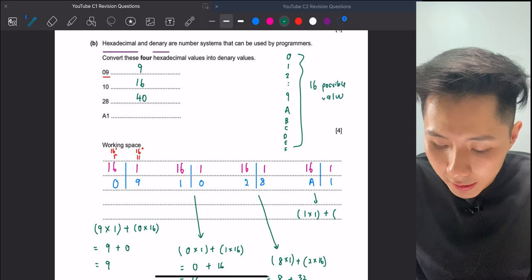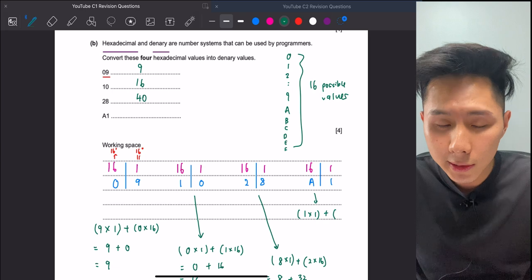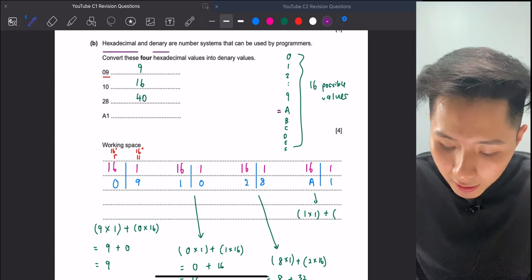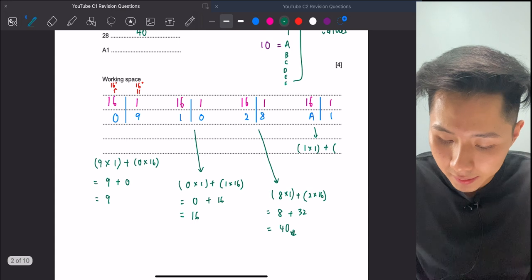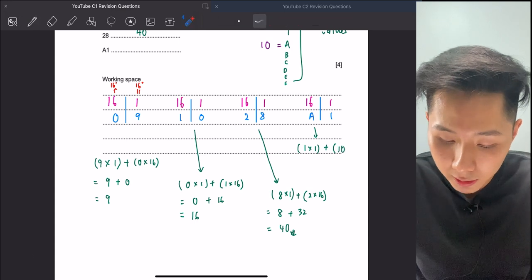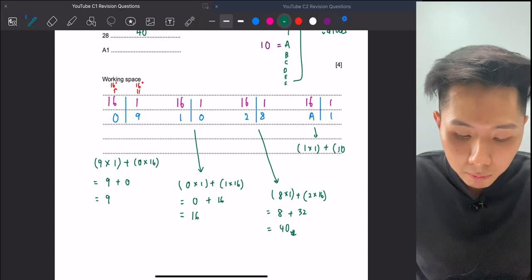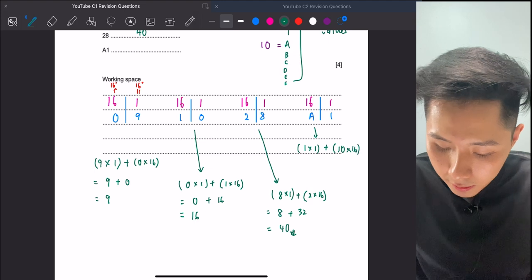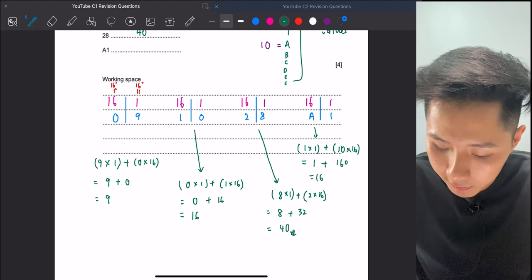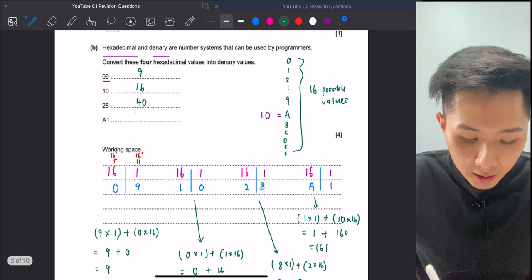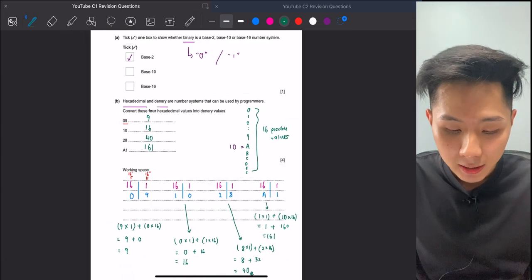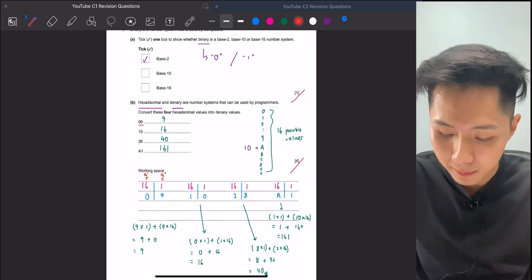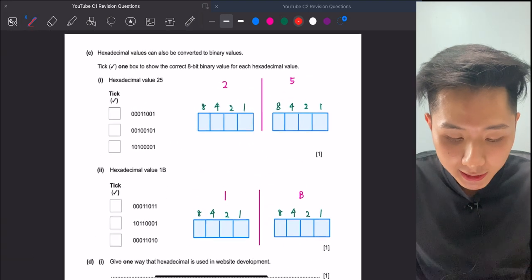Okay, so to solve this question, we need to convert the digit A into 10. So 10 is my digit value here. A is equal to 10 multiplied by 16. So I'm going to have 1 plus 160. I got 161. Here you go, we have the answer, 161. So we got 5 marks. Let's go, proceed to the next question.